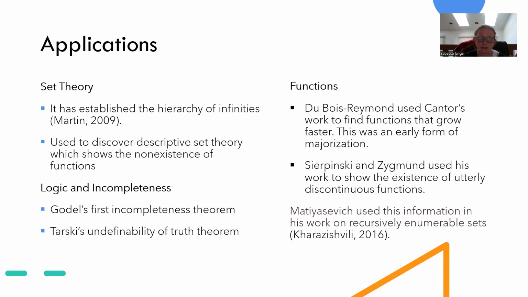And so Tarski's undefinability of truth theorem builds on that and is kind of saying, hey, we can't prove something that's true, especially in just one mathematical equation. So interesting things to look at. Also, his work is used in functions, both in showing that some functions grow faster than others and also showing the utterly discontinuous functions. And then lastly, it's used a lot in recursive and enumerable sets, which you kind of saw his proof of the binary used that idea of a recursive set.